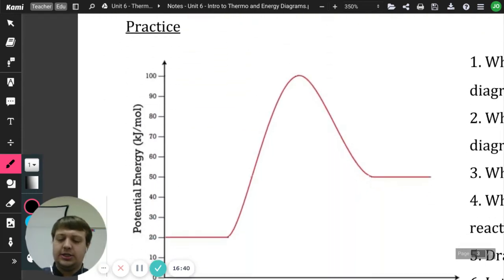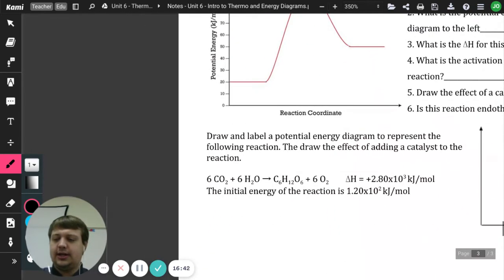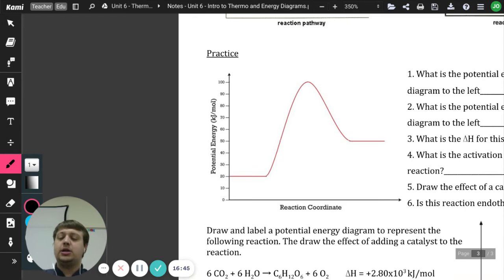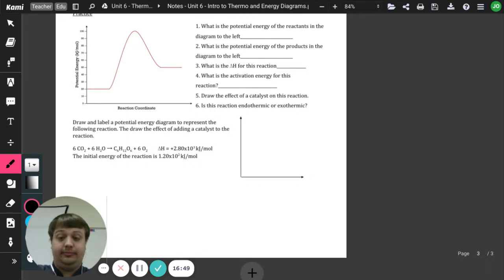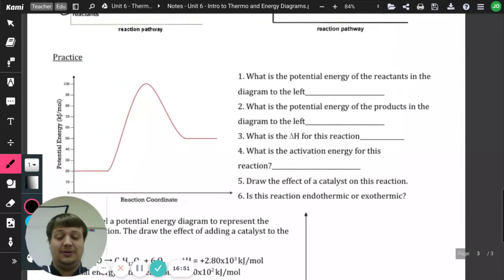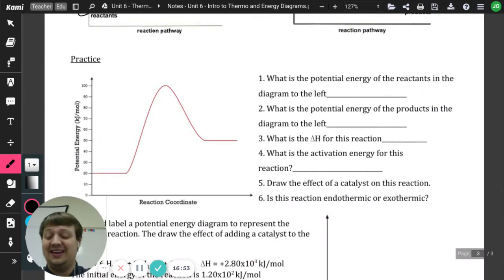All right, so let's take a look at this. I've got two practice problems here. I'm going to do this first practice problem with y'all, and then I actually want y'all to do that second one. So first off, it says, what is the potential energy of the reactants?